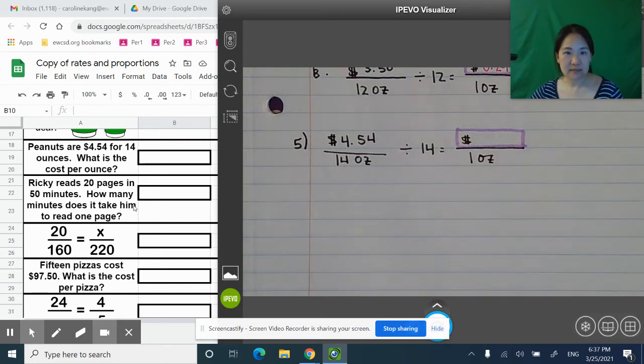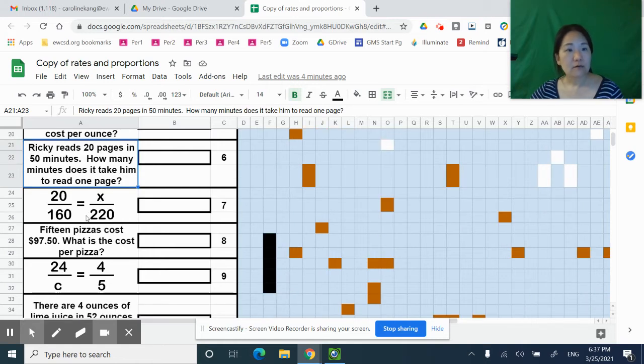Number 6. Okay. Ricky reads 20 pages in 50 minutes. How many minutes does it take him to read 1 page? There's a couple different ways to do this. So you can use a unit rate or you can use a proportion. Let me actually show you both because I think it's a good review.